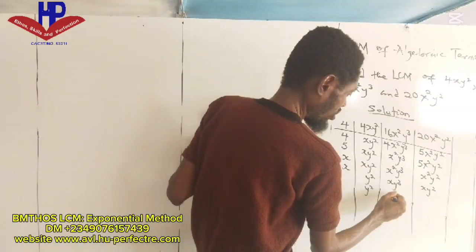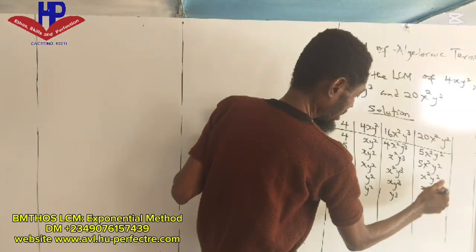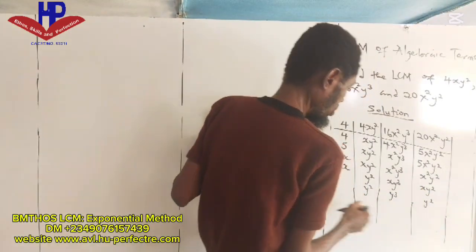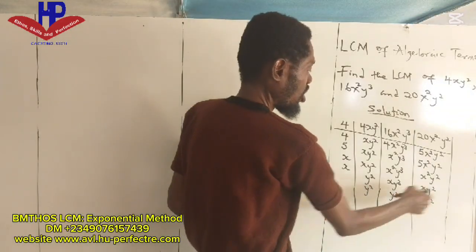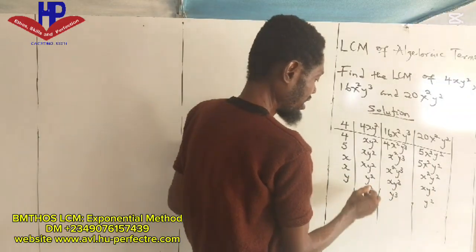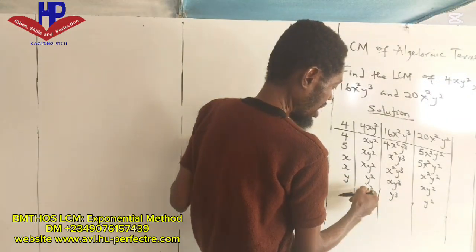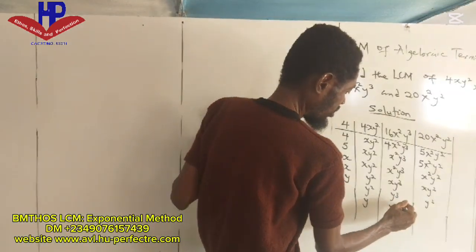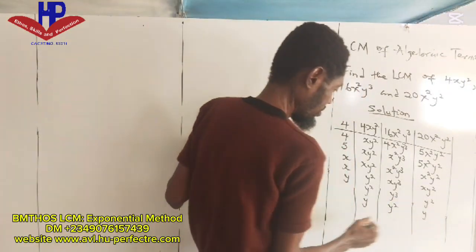X has cancelled out, bring out your y cubed. X has cancelled, bring down your y squared. You can see that y is common in all. Y will divide, bring down one y. Y has cancelled out one y. You're left with y to power 2. You're left with one y.